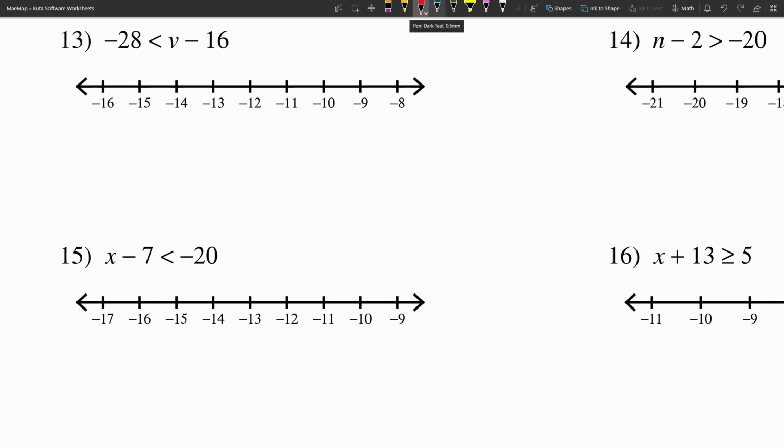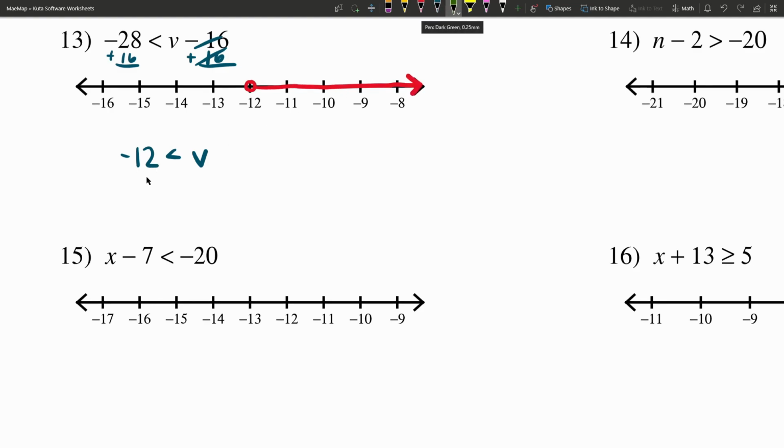On this page, we're switching things up just a little bit right away because you can see that our variable is no longer on our left-hand side, but on our right-hand side of the equation. But that's okay, we're just going to isolate it. Do so by adding 16 to both sides. Because that 16 was subtracted, I can cancel it out through addition. Negative 28 plus 16 is going to be negative 12. So we're going to get negative 12 is less than v. Now, go about this the same exact way. We're going to locate negative 12 on the number line, circle it. So because negative 12 is less than v, we need to shade all those values to the right.